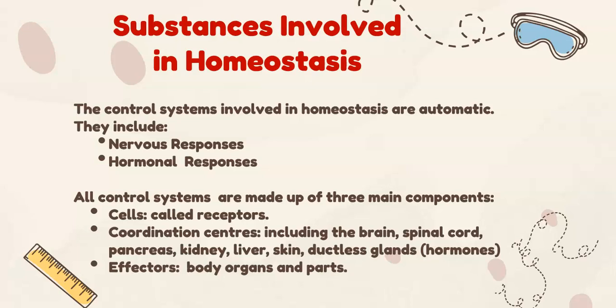Then we have the coordination centers, including the brain, spinal cord, pancreas, liver, kidney, skin, and the ductless glands of the endocrine system. These coordination centers are responsible for receiving the signals from the receptors, interpreting those signals, and also initiating a response or an effect.